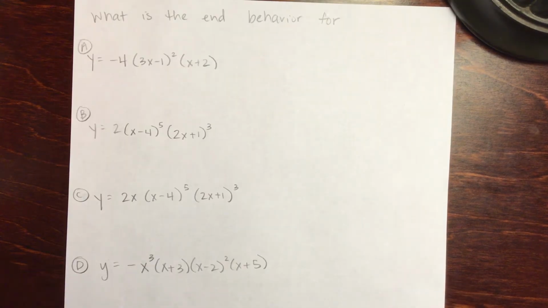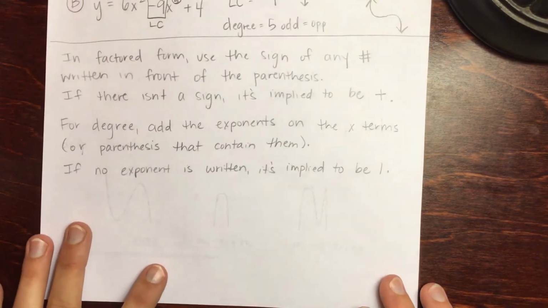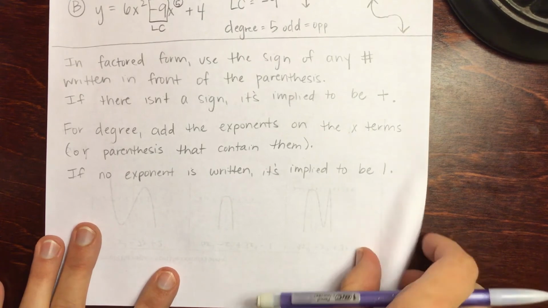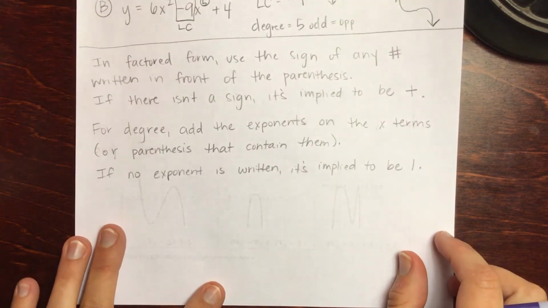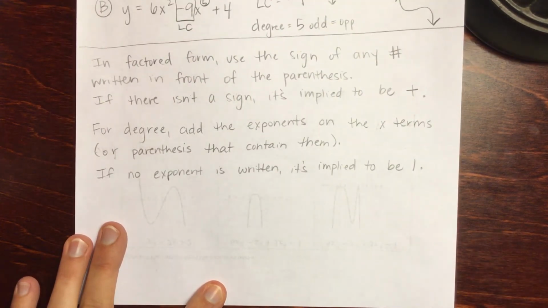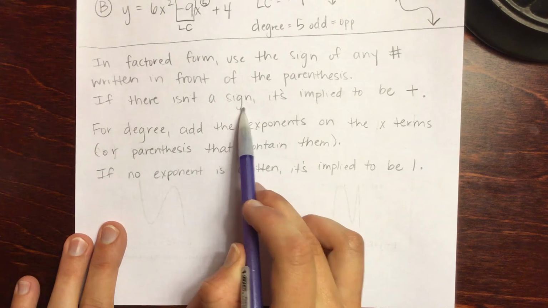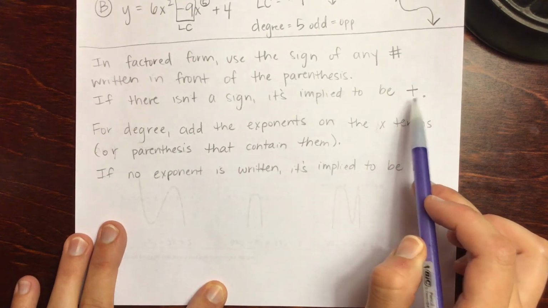Okay, so what if we have something written in factored form like this? Do we have to multiply it all out to figure out what our leading coefficient and degree are? That would be a nightmare. In this case, there are some shortcuts that we can use. So in factored form, you're going to use the sign of any number that you see in front of the parentheses as the sign of your leading coefficient. So if you don't see any kind of sign there, that means it's implied to be positive.